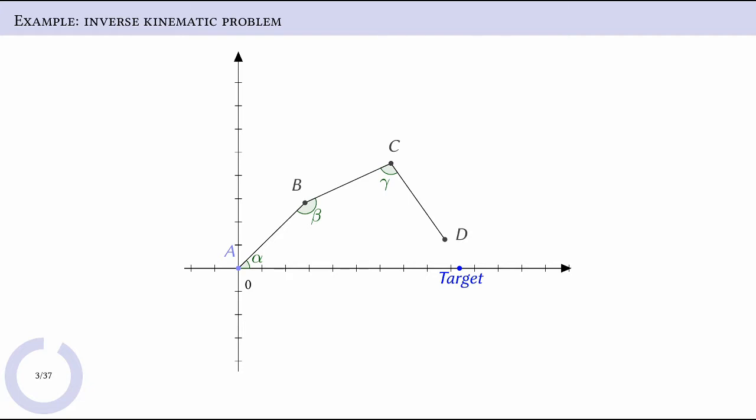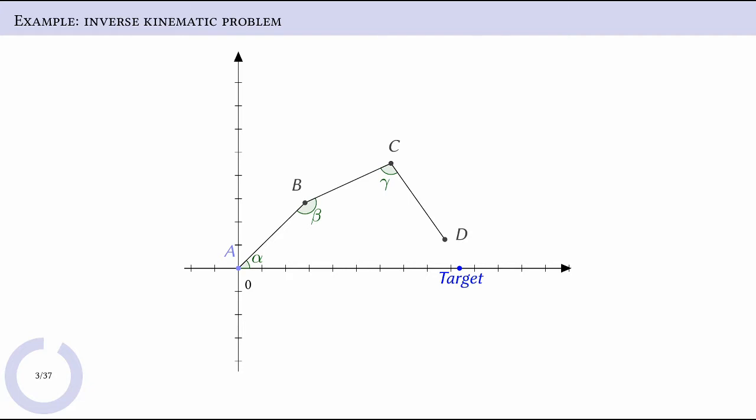I strongly encourage you to try to do it after the lecture, try to do it yourself on a piece of paper to see how difficult this problem really is. You will see that you encounter a system of highly nonlinear equations. You will have a system of trigonometric equations to solve, which is in general quite hard.